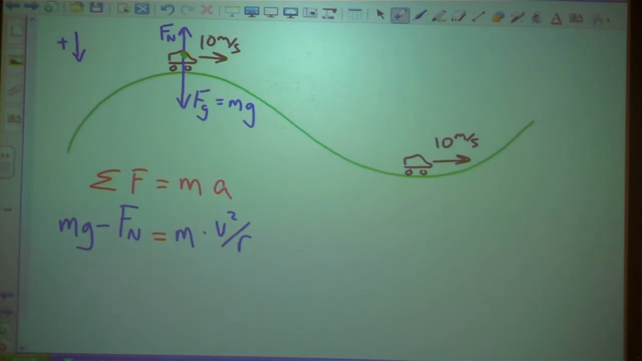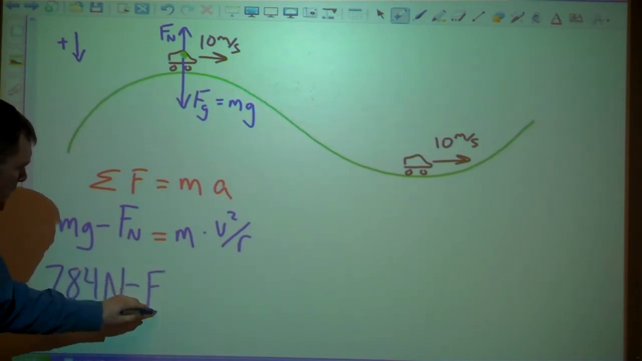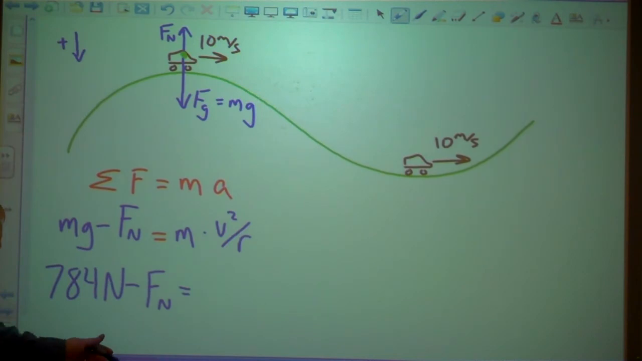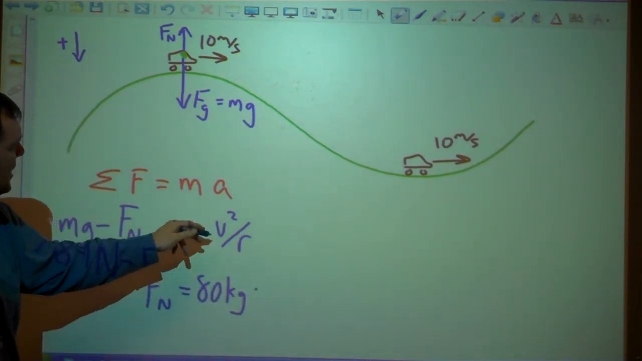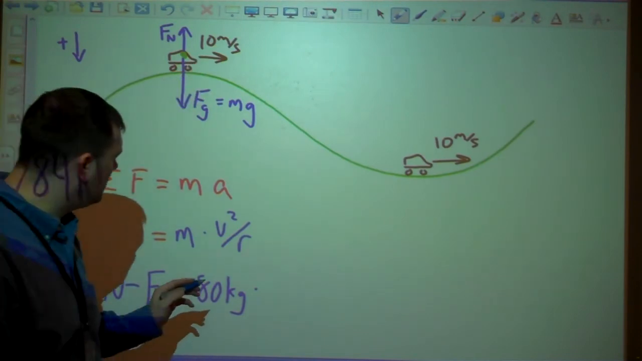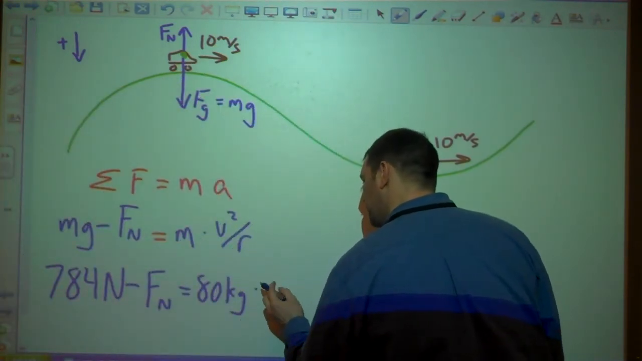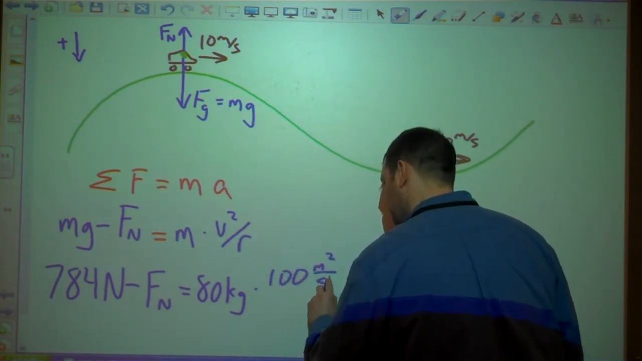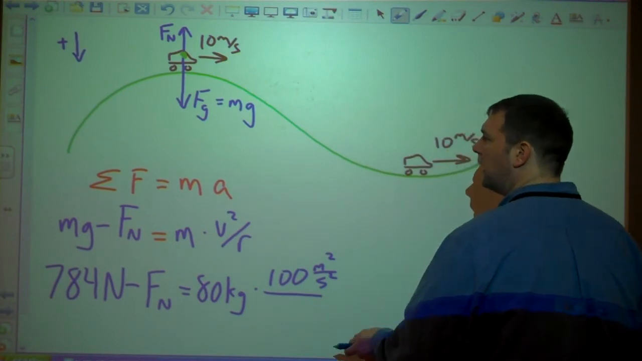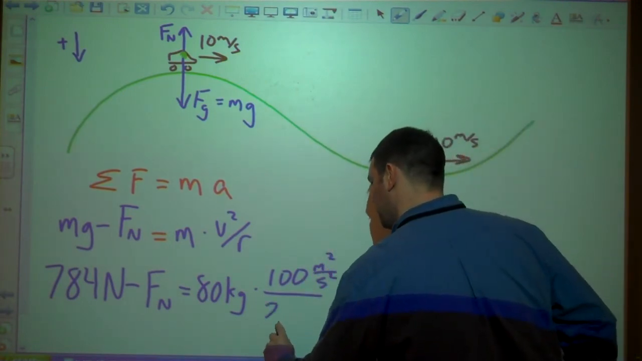Now, if I'm going to put some numbers in here, the weight of the person, 80 kilograms times 9.8 meters per second squared, is 784 newtons, minus the normal force equals 80 kilograms times the speed, which is 10 meters per second. When I square that, 10 meters per second squared is 100 meters squared over second squared, divided by the radius I said was 20 meters.